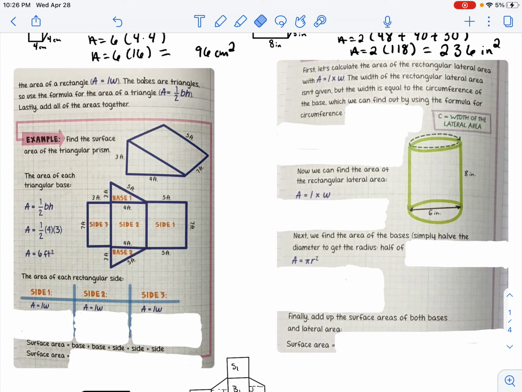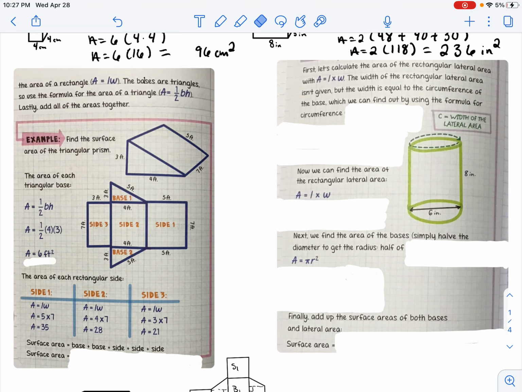So we're given the dimensions, so we know that area of side 1 is 7 times 5, which is going to give us 35. Side 2 is a 4 by 7, so we've got our 4 and our 7 here. So 4 times 7 is going to give us 28. And then our last side, side 3, is 7 by 3. So we take 3 times 7 and get 21. Now we have all of our dimensions, all our surface areas of the individual shapes.